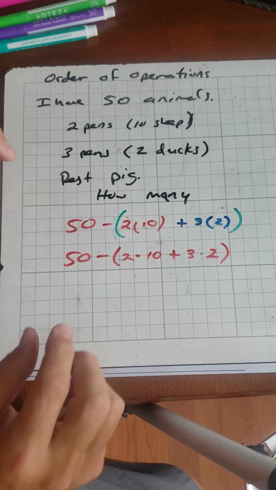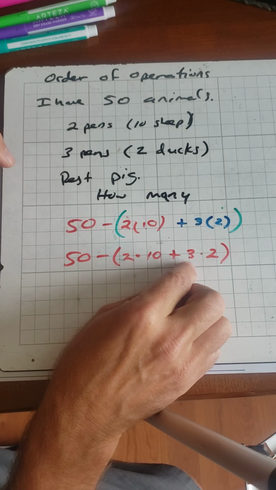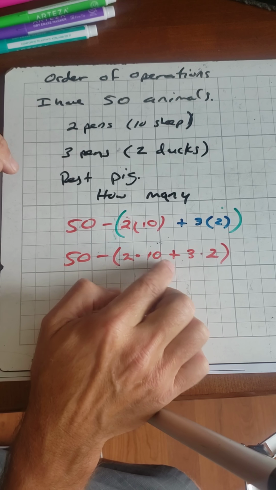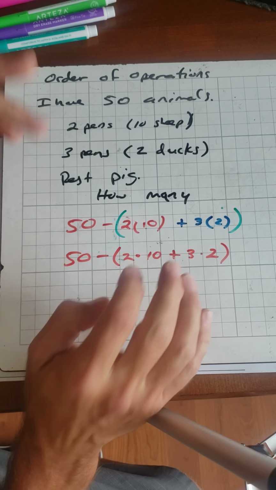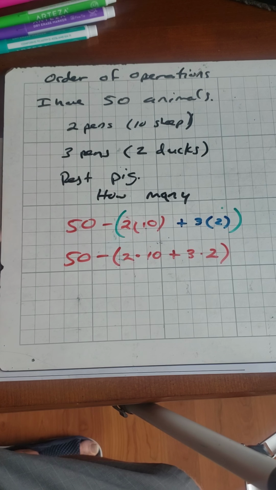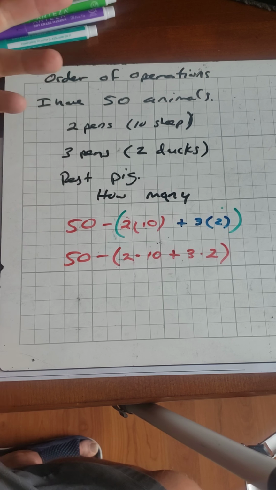If you might go, well, I think I should probably go 3 plus 10 first because adding is easier for me than multiplying is, or whatever a student might say. But we know that that's not okay. You don't get to do it in any order that makes sense to you. You have to do it in the order that's going to work.